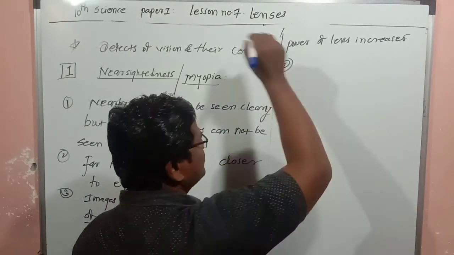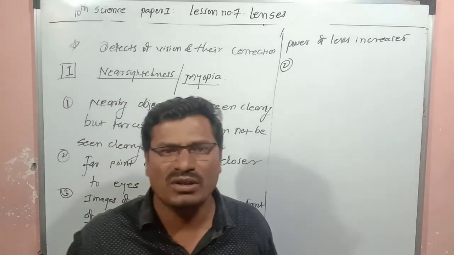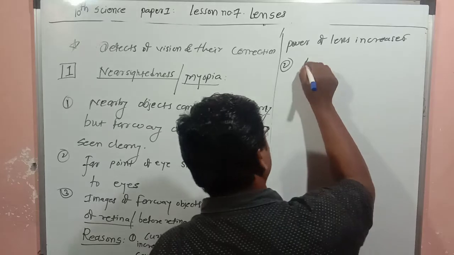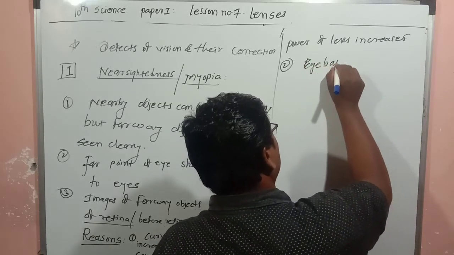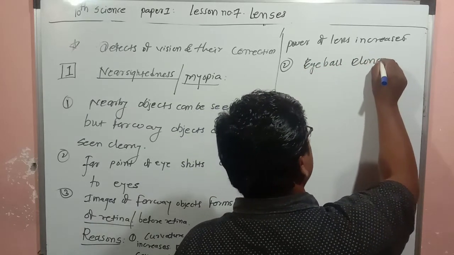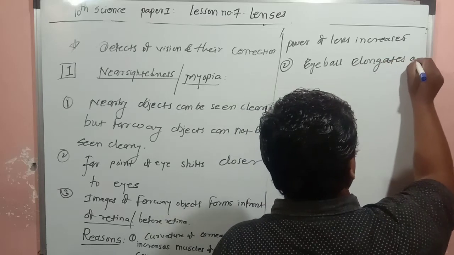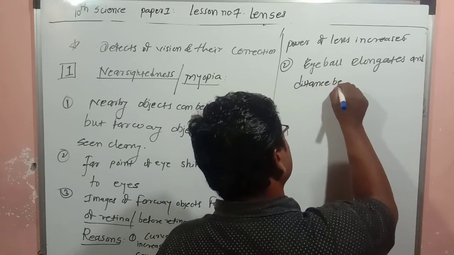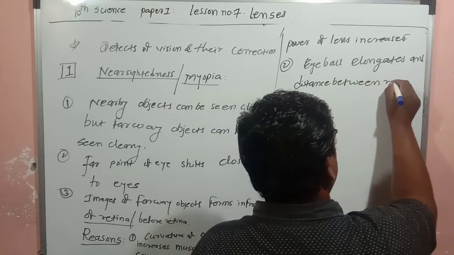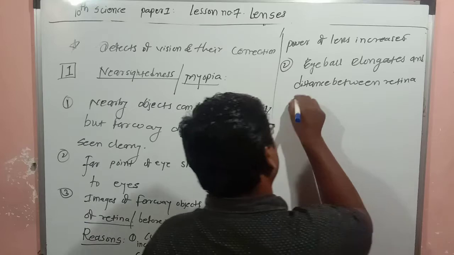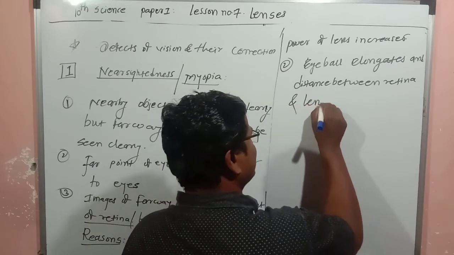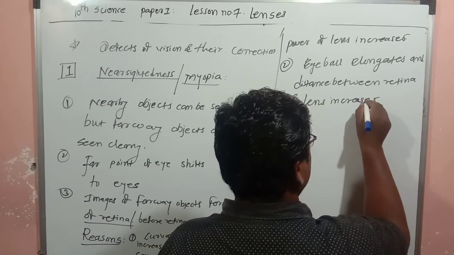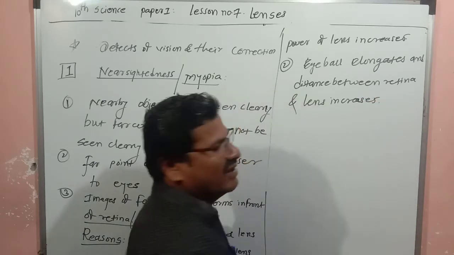Second point is there. So the eyeball elongates, so the distance between lens and retina increases. Eyeball elongates and distance between retina and lens increases.